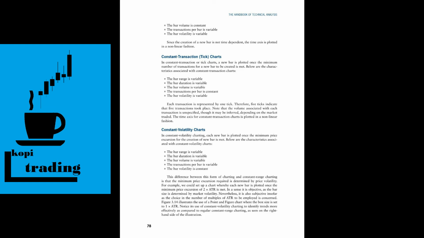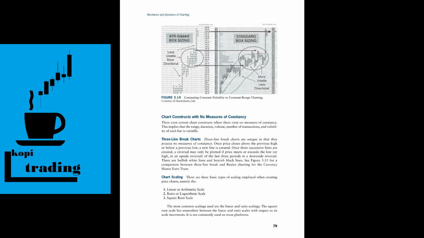Figure 3.14 comparing constant volatility to constant range charting. Courtesy of stockcharts.com. Chart constructs with no measures of constancy. There exist certain chart constructs where there exist no measures of constancy. This implies that the range, duration, volume, number of transactions, and volatility of each bar is variable.